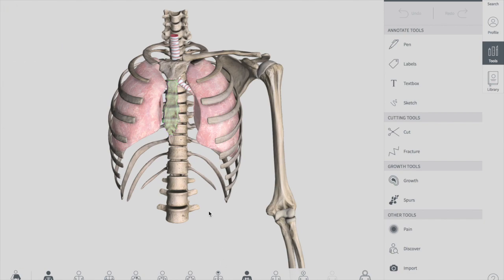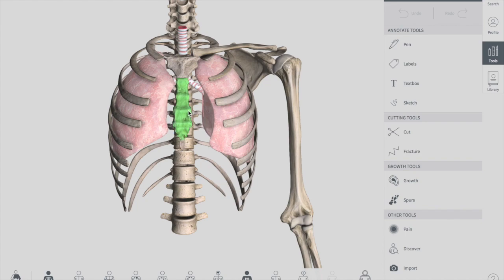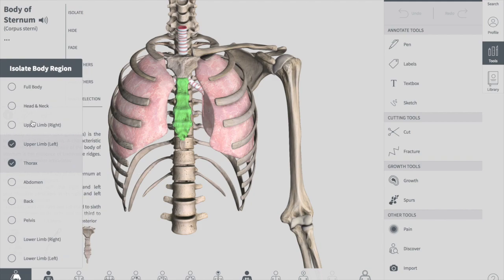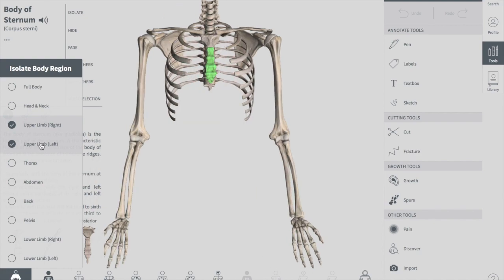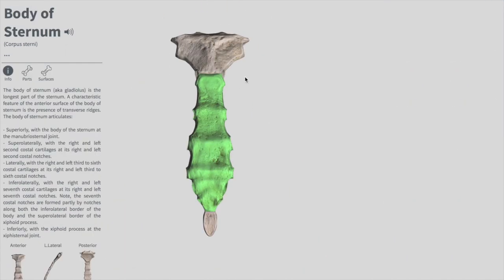Let's move towards the sternum. You must see the diagram over here of the sternum, but I will better explain the sternum on the paper diagram. So I think that would be easy for me to explain. Just let me isolate this sternum for you. Okay, here we go with the sternum.